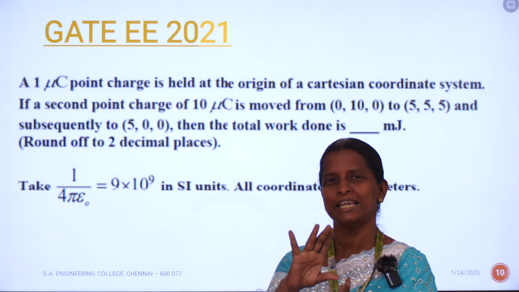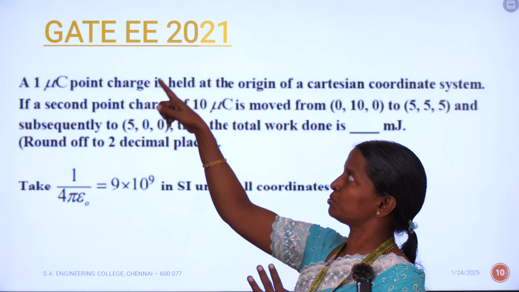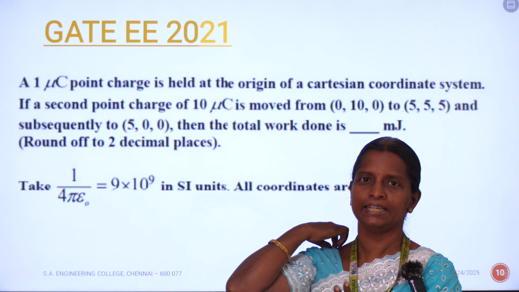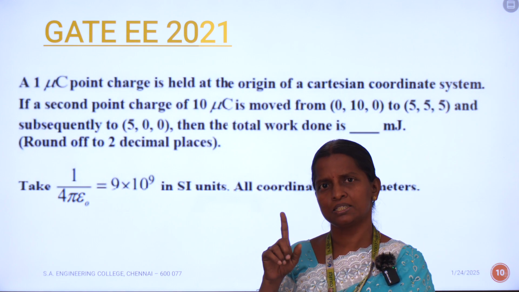It is nothing but the x, y, z plane. For example, you can take the corner of this wall. So x, y, and then z plane. So it is a 3D. This is called a Cartesian coordinate system. Cartesian coordinates are x, y, z.